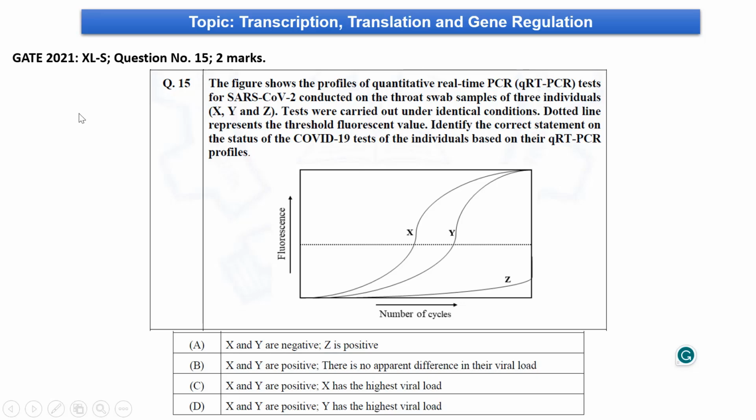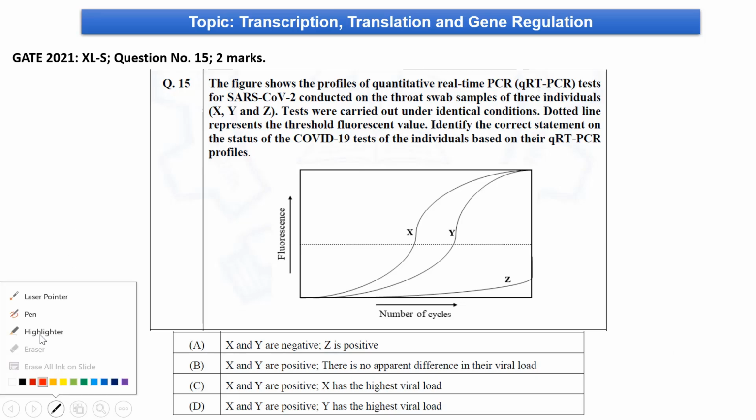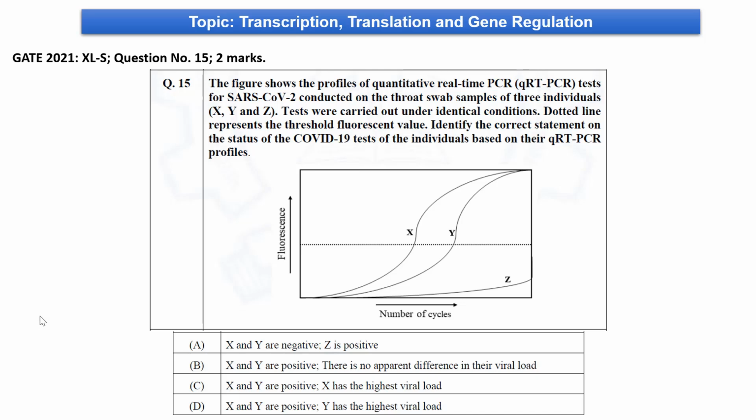This is from GATE 2021 XL, question number 15. The figure shows the profiles of quantitative real-time PCR (QRT-PCR) tests for SARS-CoV-2 conducted on the throat swab samples of three individuals, X, Y, and Z. So three separate individuals are taken, throat swabs are taken, and the QRT-PCRs are done.